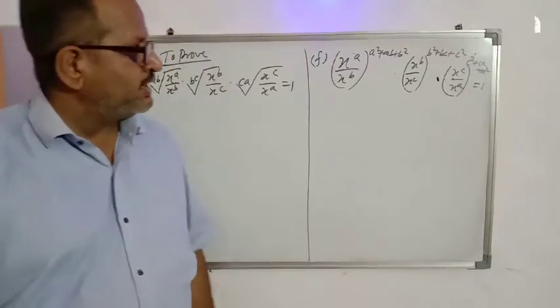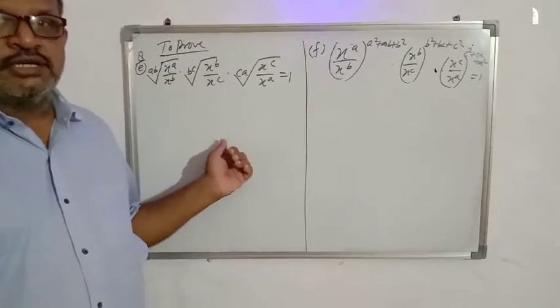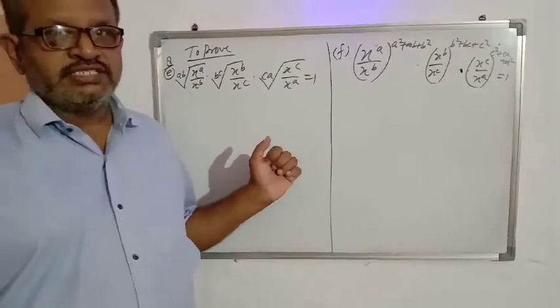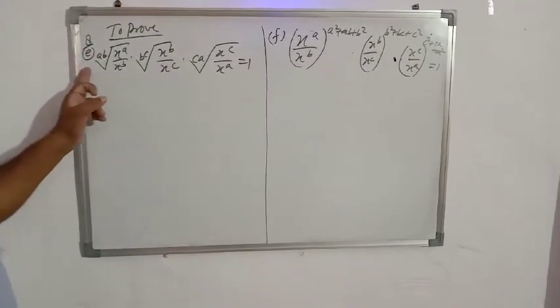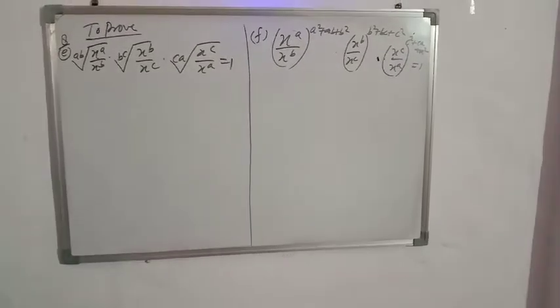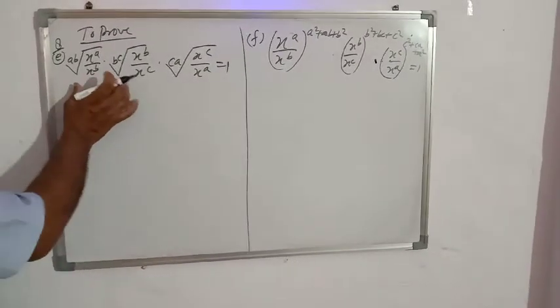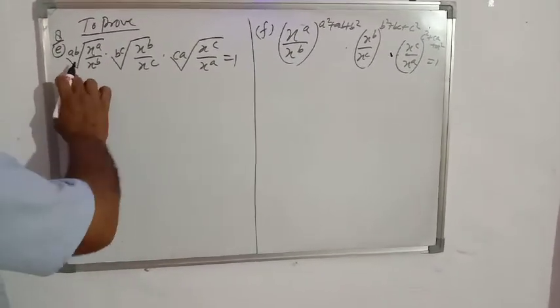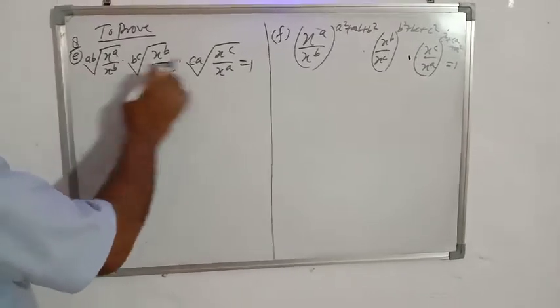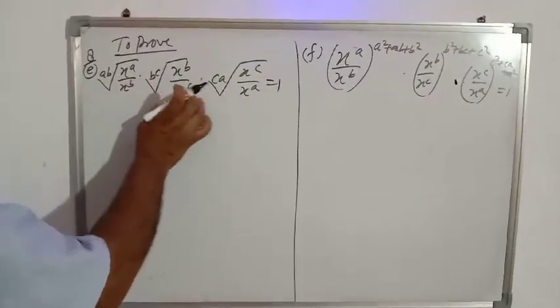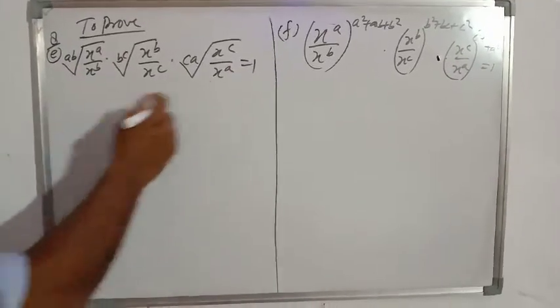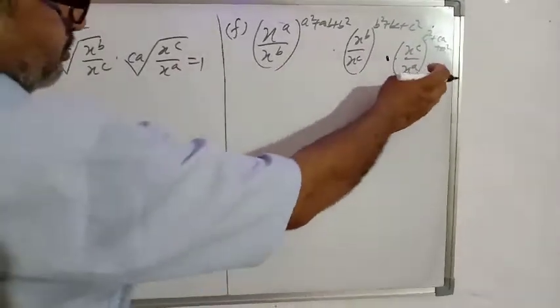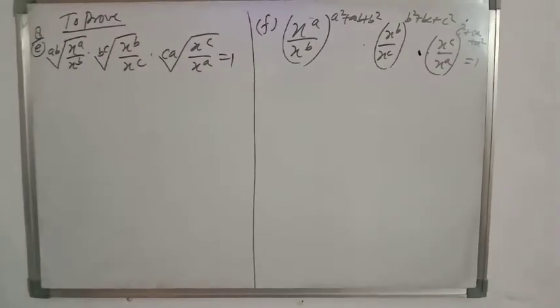Good morning students. In this video we will discuss some more problems of indices. So I have taken question number 8, E part and F part here. We have to prove that the left side is equal to the right side, which is 1. And in the F part again we have to prove the value of the left side is 1.